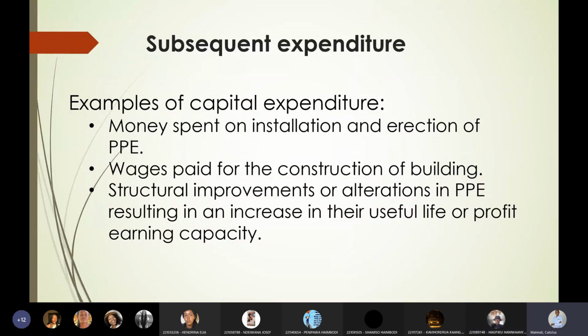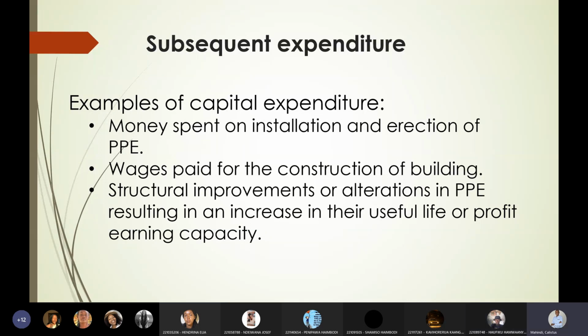So maybe let's say you have a building that was dilapidated and was going to collapse, and you brought in some engineers to fix the building. Now you have improved the walls, so now the building will not collapse anymore, and you have actually increased its useful life. That will be considered capital expenditure.